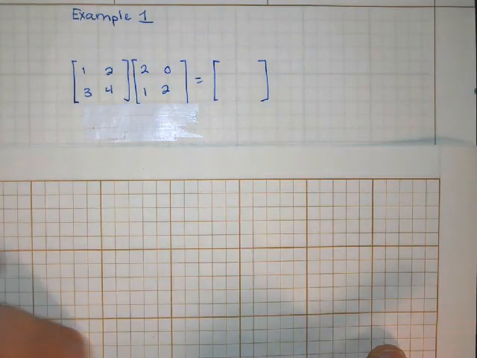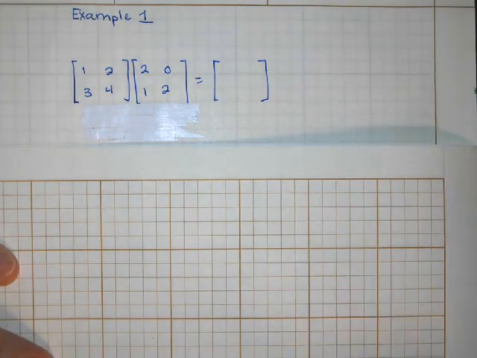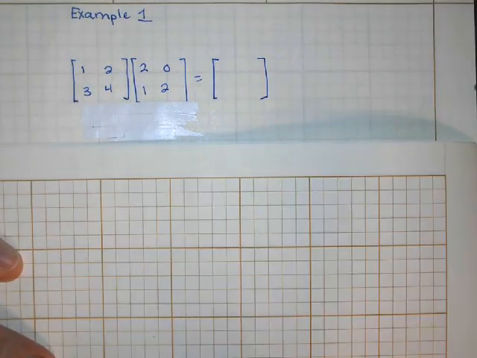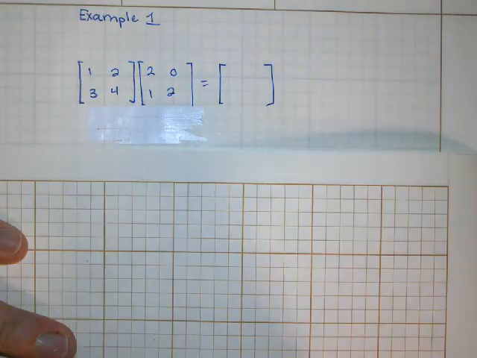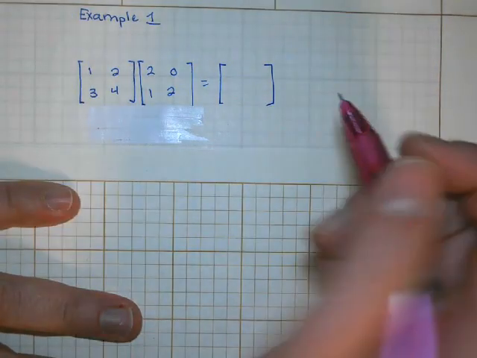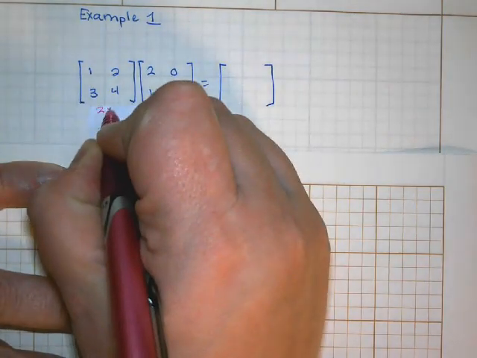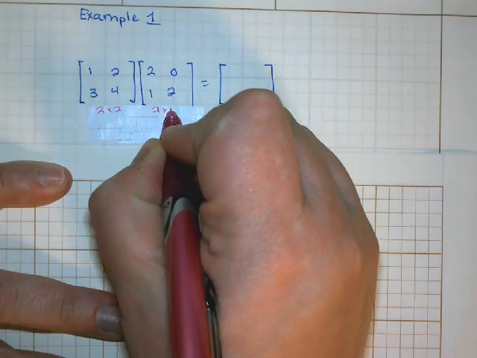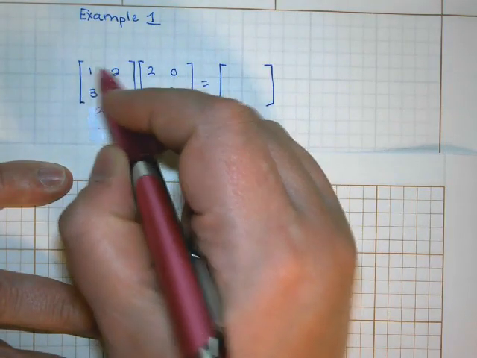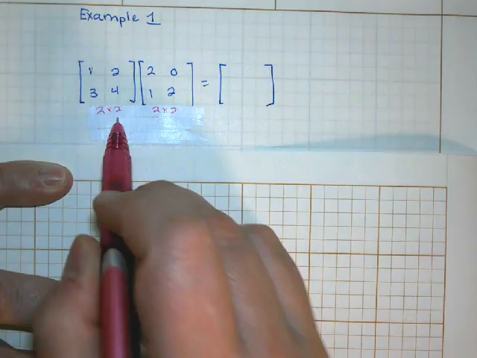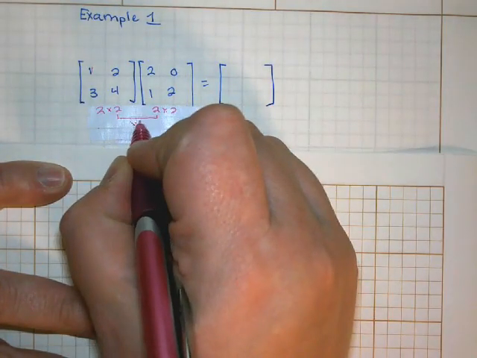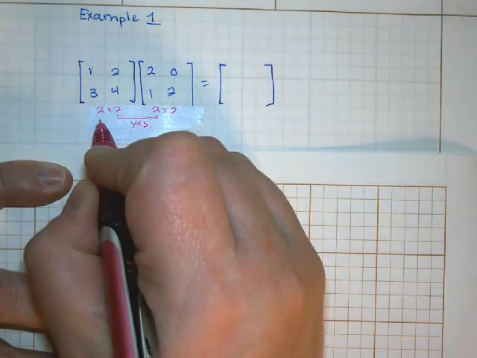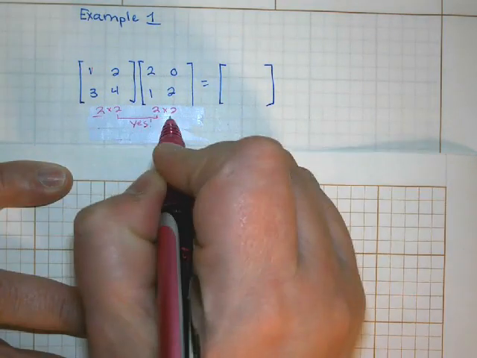Okay, this is attempt number 2 at doing example number 1. And the first thing that I always want to do when I try to multiply matrices is write down my dimensions. This is a 2 by 2 matrix, and this is a 2 by 2 matrix. 2 rows, 2 columns, 2 by 2. If my inner dimensions match, I can multiply. And then my outer dimensions are going to tell me how big my answer is.